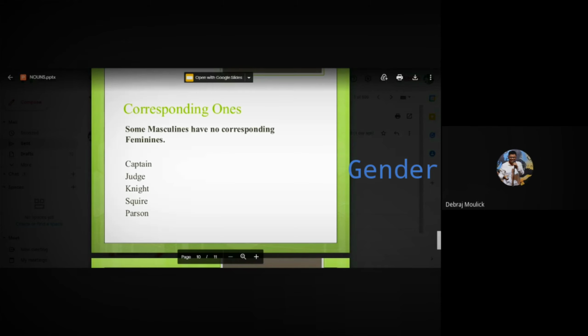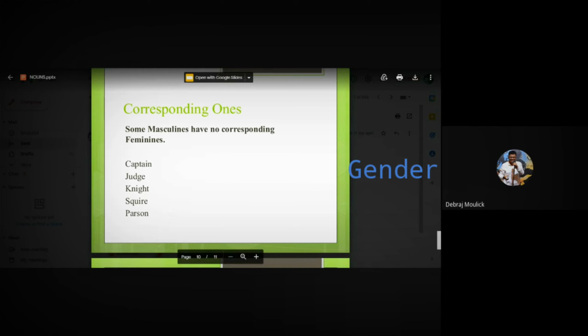So captain, judge, knight. Now you need to understand that language was developed long ago, when these professions were only for men, right? The squire who used to look after the knight, the knight in shining armor, or something like damsel in distress. Damsel is always female. So men have tried to identify the profession with the gender. So knight is obviously a male.